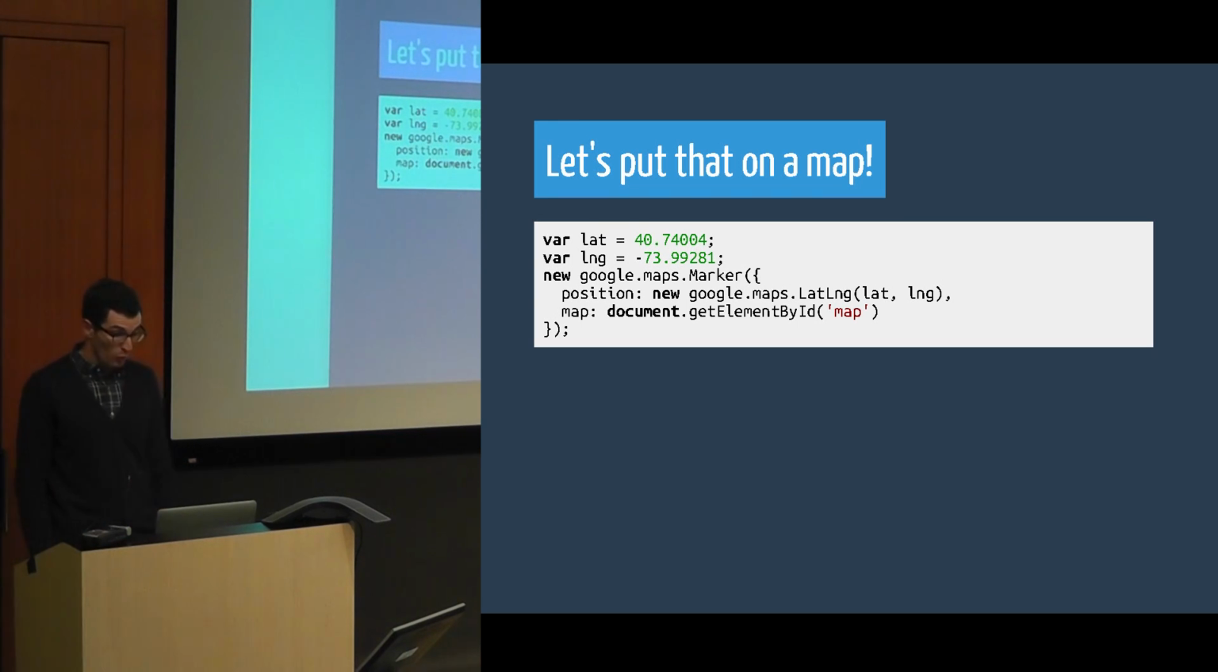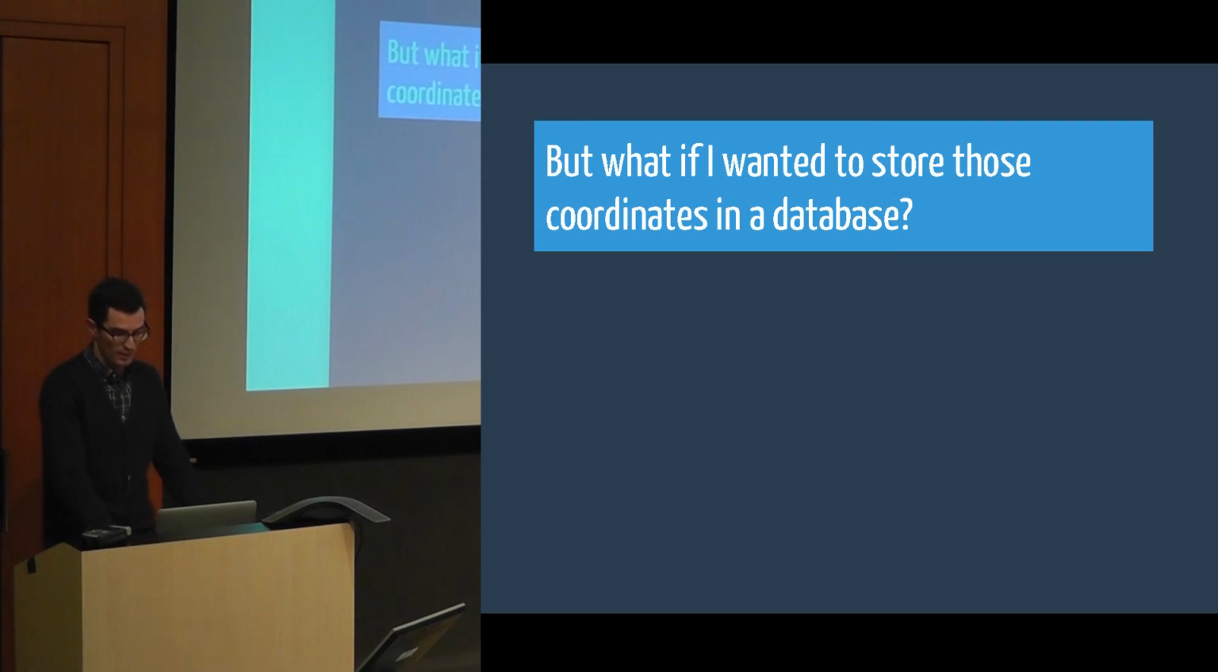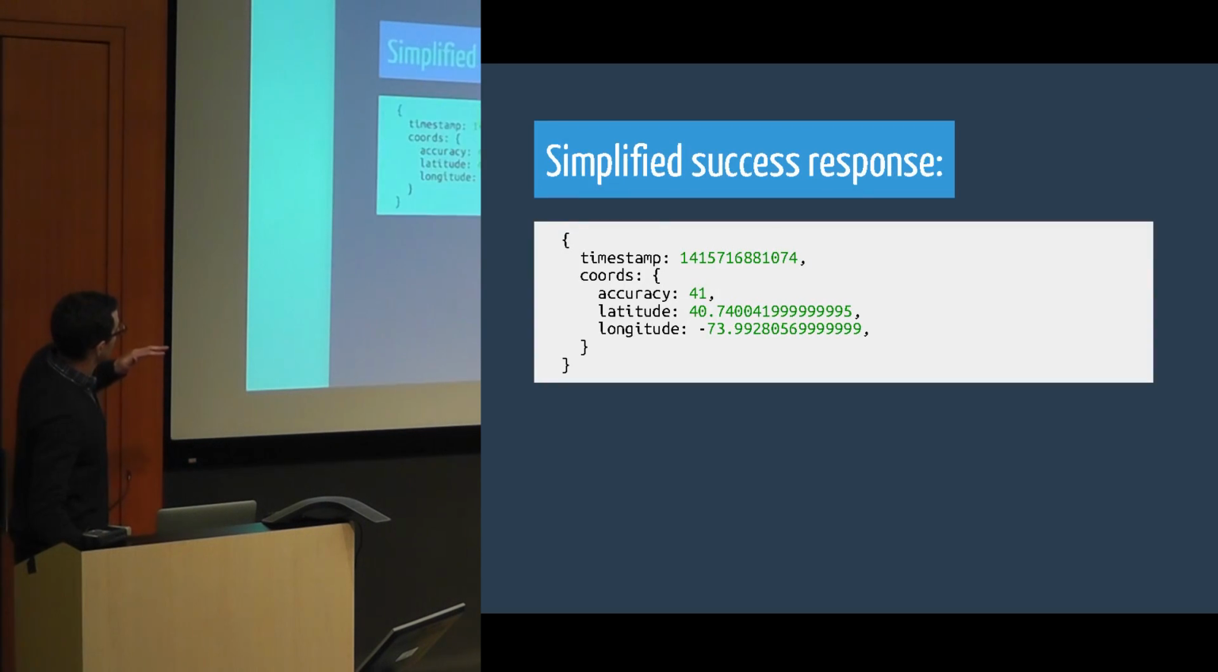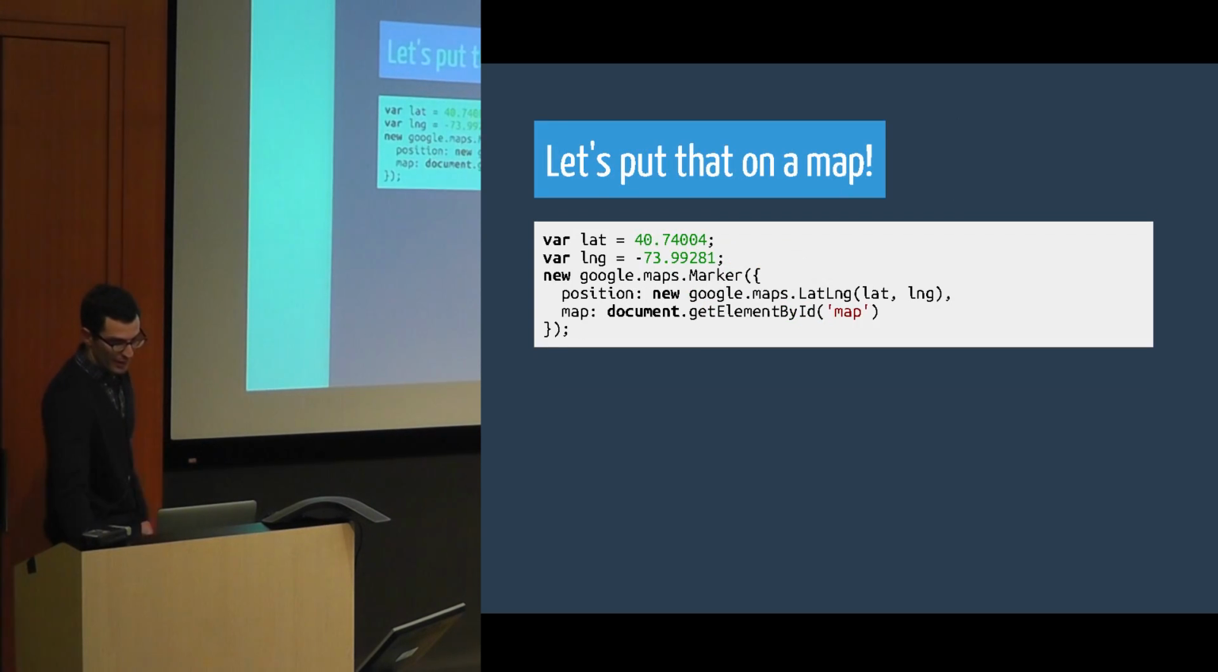But what if you wanted to store this somewhere else? For instance, I've done this all on the front end. I'm in the success callback. I've gotten some information and put it on a map. But what if you wanted to store that in a database? The more observant people may have noticed that here I have about 12 to 15 decimal points on the end of latitude and longitude, and here I only have 5. Is that significant? Kind of, actually.